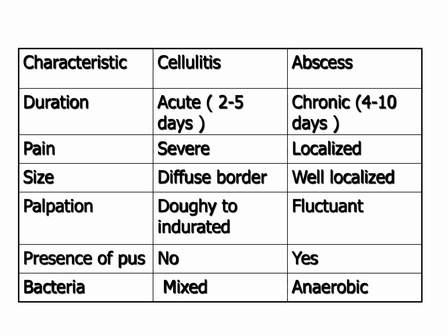Patients with cellulitis will experience severe pain, whereas patients with abscess will experience more localized pain. In terms of size, cellulitis has diffuse border, whereas abscess has a well-localized border. In terms of palpation, cellulitis appears to have a doughy to indurated texture, whereas abscess tends to be more fluctuant. There is no pus in cellulitis, whereas you have accumulation of pus in the abscess. In terms of bacteria, cellulitis has a mixed aerobic and anaerobic bacteria, whereas for abscess it's strictly anaerobic bacteria.